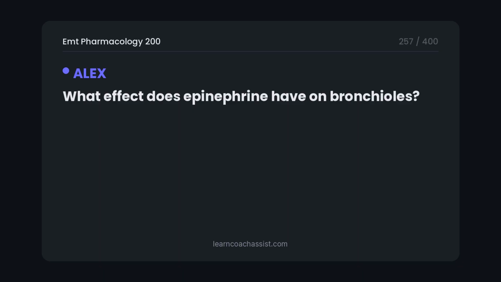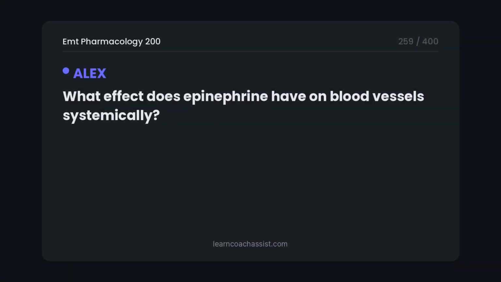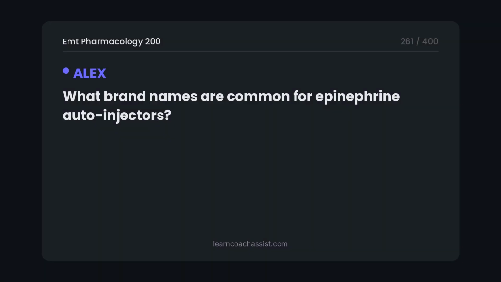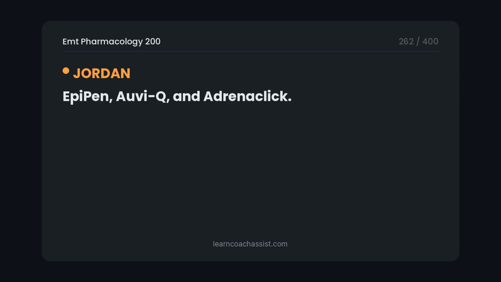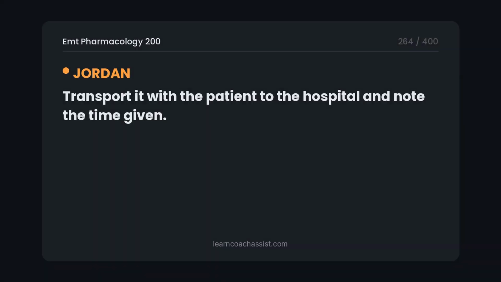What effect does epinephrine have on bronchioles? Bronchodilation, easing breathing. What effect does epinephrine have on blood vessels systemically? Vasoconstriction, raising blood pressure and reducing swelling/edema. What brand names are common for epinephrine autoinjectors? EpiPen, AviQ, and Adrenaclick. What should be done with the autoinjector after use? Transport it with the patient to the hospital and note the time given.